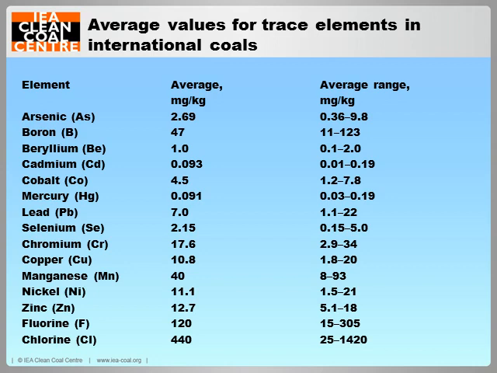Average values of trace elements in internationally traded coals are listed in this table. Some trace elements are organically bound in coal, and many are associated with mineral matter. For example, trace elements in U.S. bituminous coal were found mainly in the mineral matter fraction, while mercury, arsenic, nickel, lead, copper, and zinc in Australian coals were predominantly associated with sulfide minerals and organic matter.